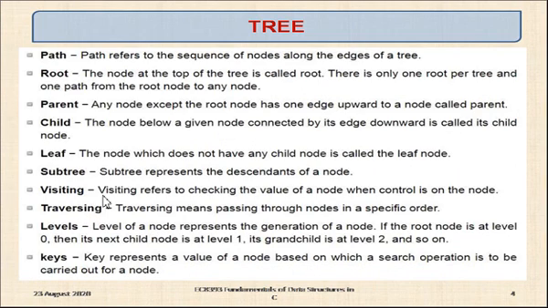Then visiting. It refers to checking the value of a node when control is on the node. Traversing. Traversing means passing through nodes in a specific order. We'll see different tree traversal techniques. Levels. That is generation. The level of a node represents the generation of a node. If the root node is at level 0, then its next child node is at level 1, and so on. Key. Key represents a value of a node based on which the search operation is to be carried out for a further node.